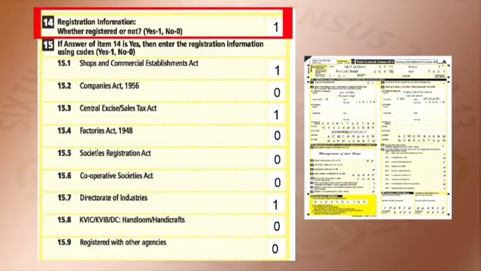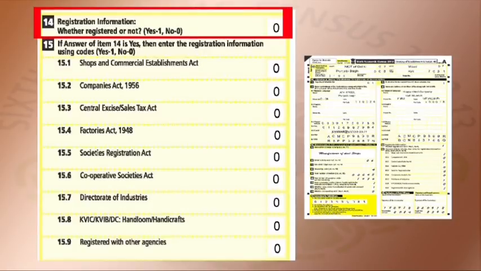Fill the right choice. Remember, there may be some establishments who may be registered under more than one act. Then in such case, entry of code 1 would be filled in more than one boxes. In the rest, code 0 would be given. If for column 14 code is 0, then in column 15 mention 0 in 15.1 to 15.9.